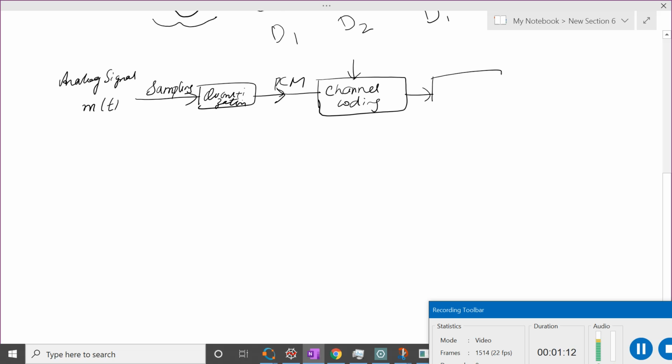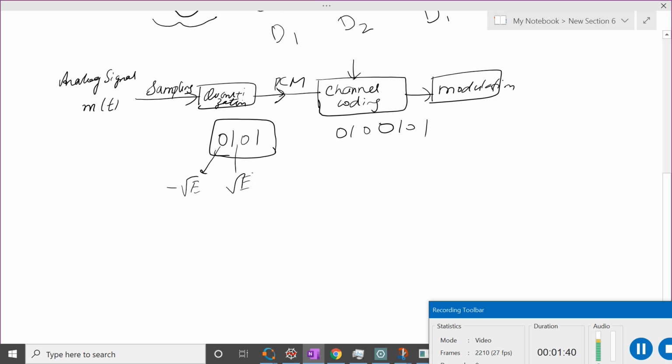And now after channel coding there will be modulation. Suppose your message bits were this and your channel code was 0101. So earlier we used the message to modulate directly: 0 we represented by minus root E level, 1 by root E level, and then used BPSK. Now we will modulate this channel code and transmit it over the channel, and noise may change one of the bits, that is the error, and we want to correct the error.